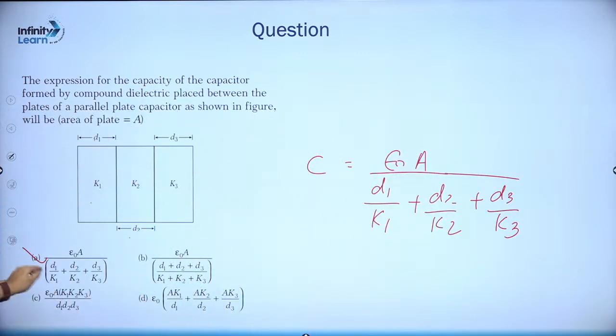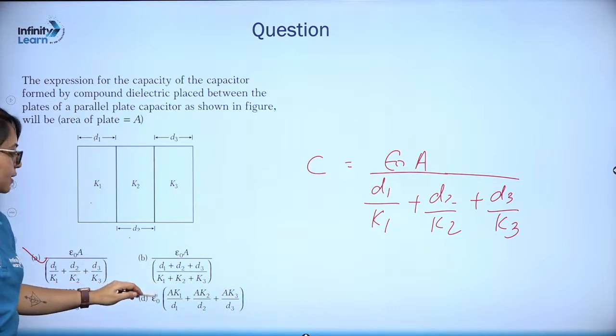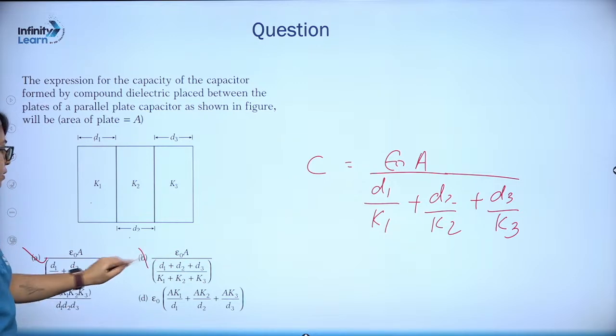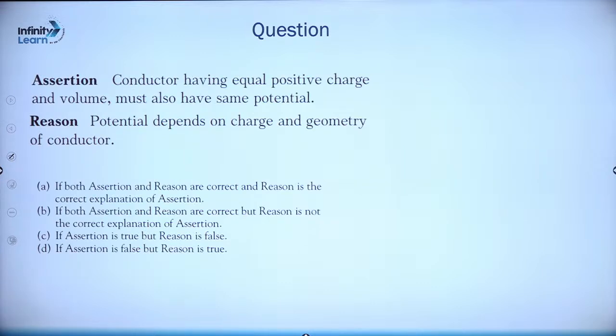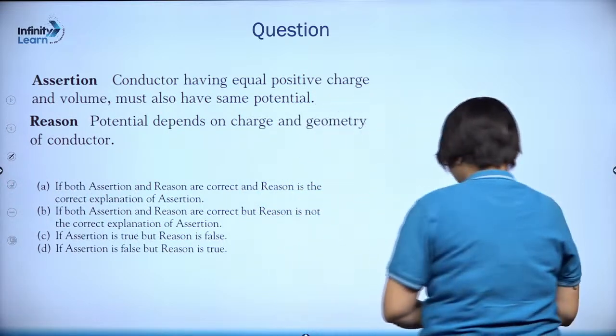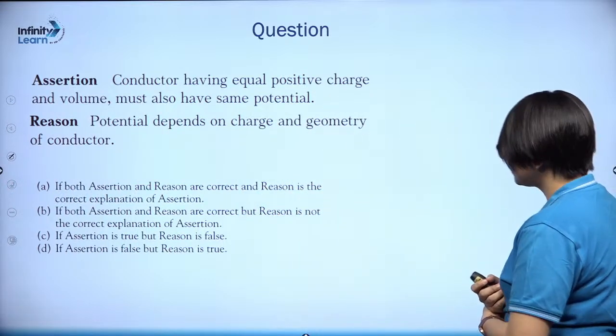Okay, don't confuse A with B. B is d1 plus d2 plus d3 divided by K1 plus K2 plus K3, which is wrong. Alright, so A is the correct answer over here. Now next is assertion reason. Assertion: conductors having equal positive charge and volume must also have the same potential. Reason: potential depends on charge and geometry of the conductor. Try this one, bachcho. What is the correct answer in this case?